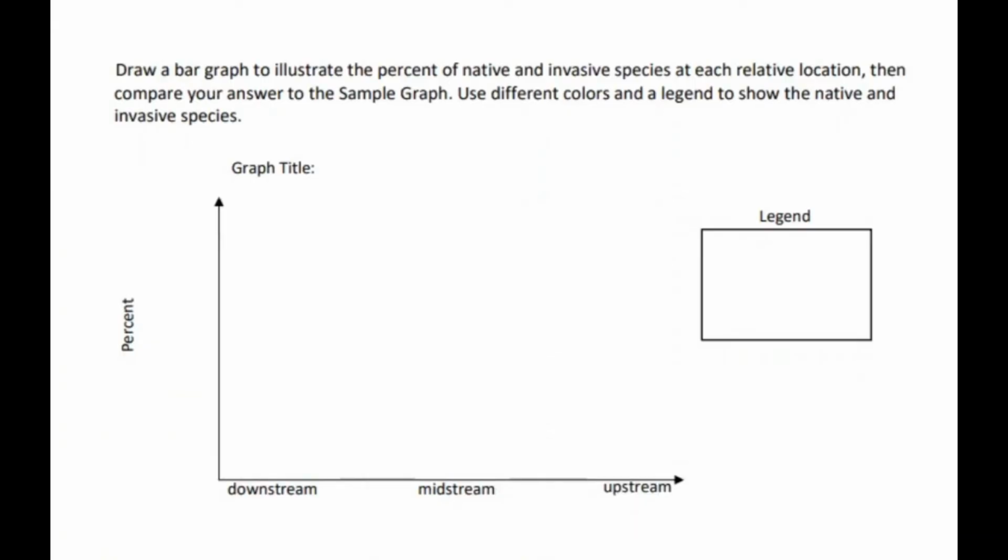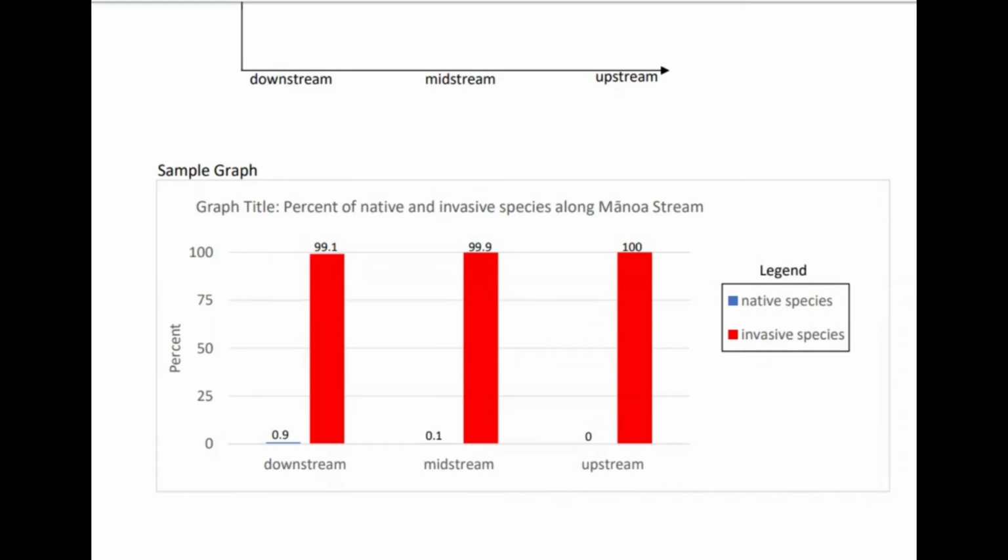Scrolling down to page 2 of this worksheet, students can label their graphs and use bars to illustrate their percentages of native and invasive species for each relative location along the stream. A sample graph is provided at the bottom of page 2 so that students have an idea of what their graph should look like.